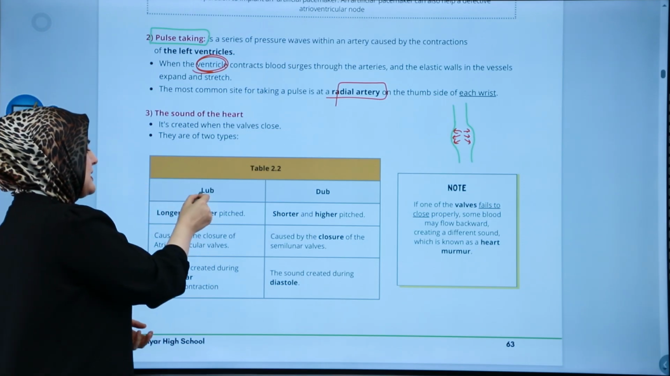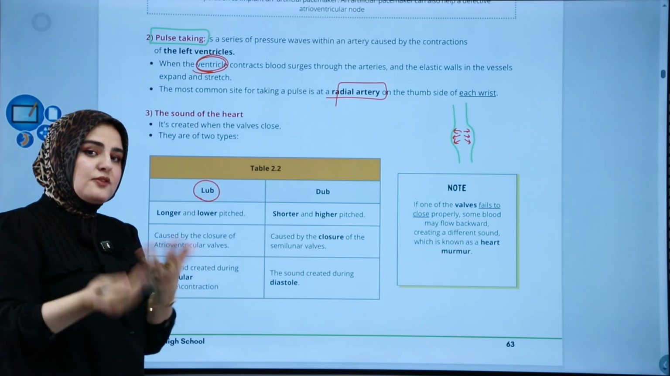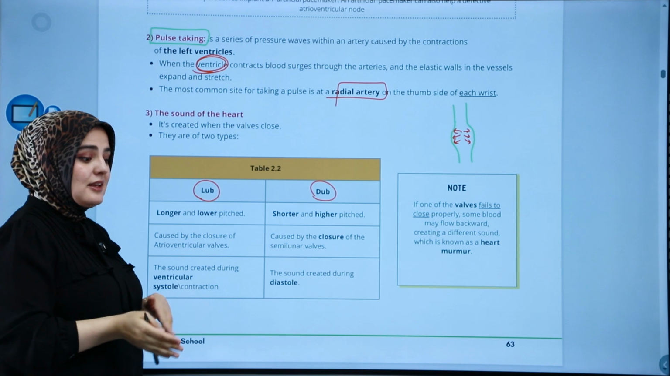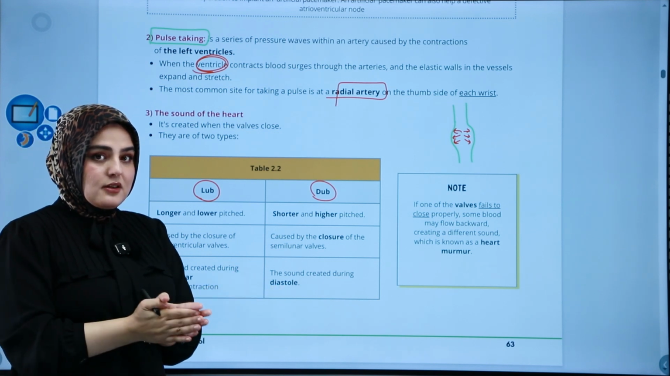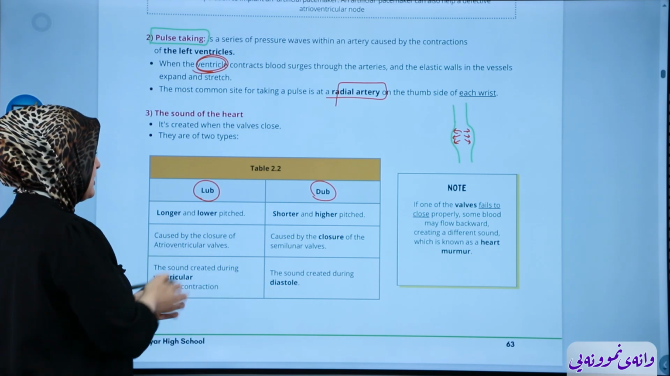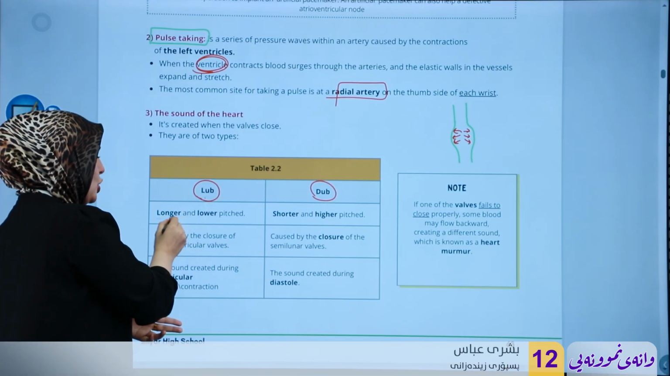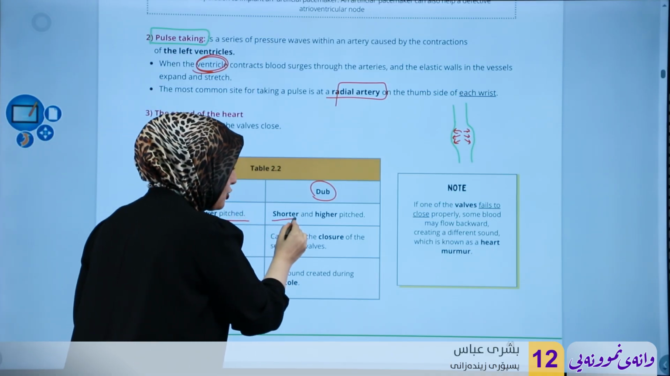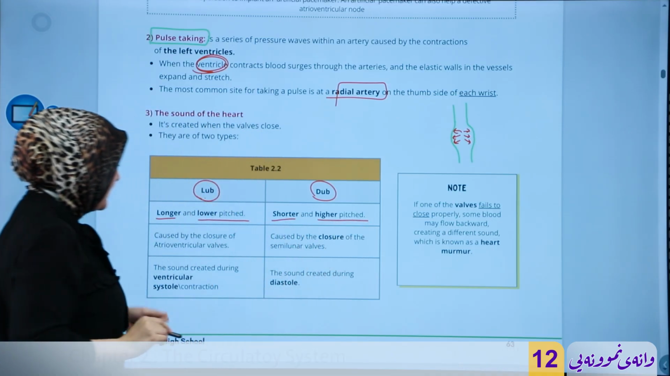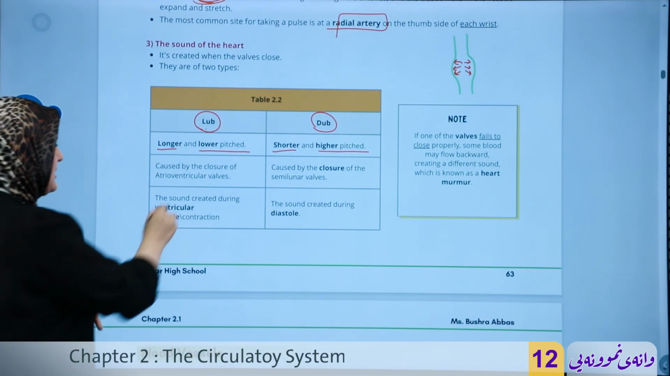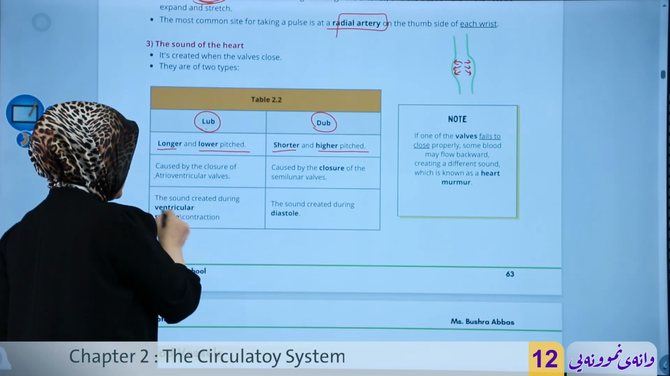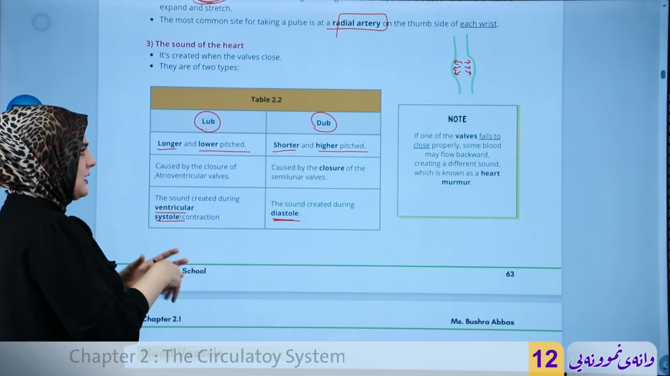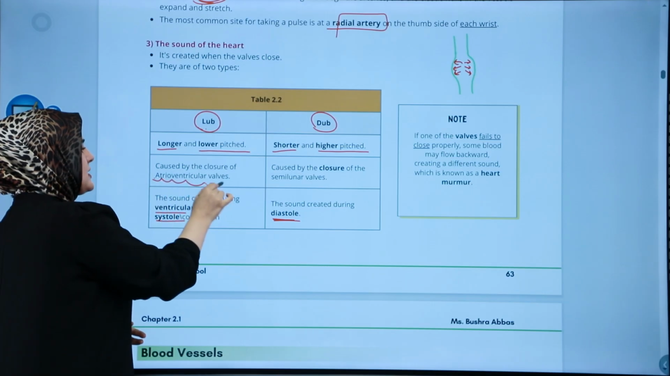We said that the lub sound is created during the ventricular contraction and the dub sound is created during the diastole. They are the sounds of closing valves, and they're different from each other. The lub sound is longer and lower pitched, while the dub sound is shorter but higher pitched. And we said in which stages of the cardiac cycle they start, and what is the cause of it.